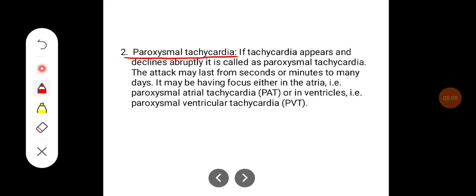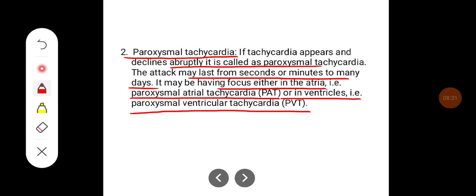Paroxysmal tachycardia. If the tachycardia appears and declines abruptly, is called as paroxysmal tachycardia. The attack may last from seconds or minutes to many days. It may be having focus either in the atria, which is going to lead to the paroxysmal atrial tachycardia, or in the ventricles, that is, they are going to lead to paroxysmal ventricular tachycardia.